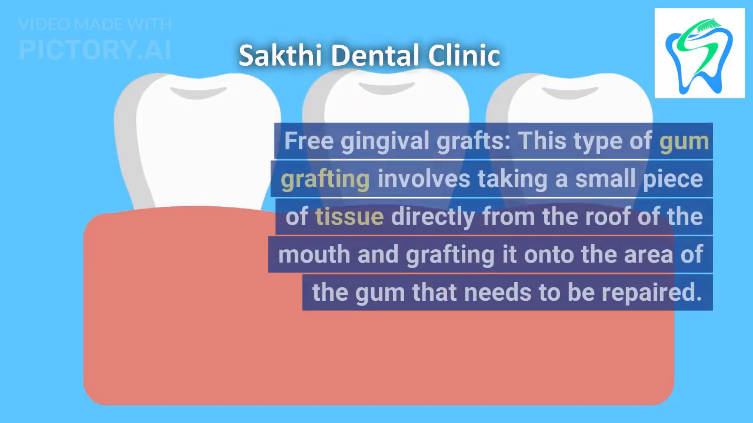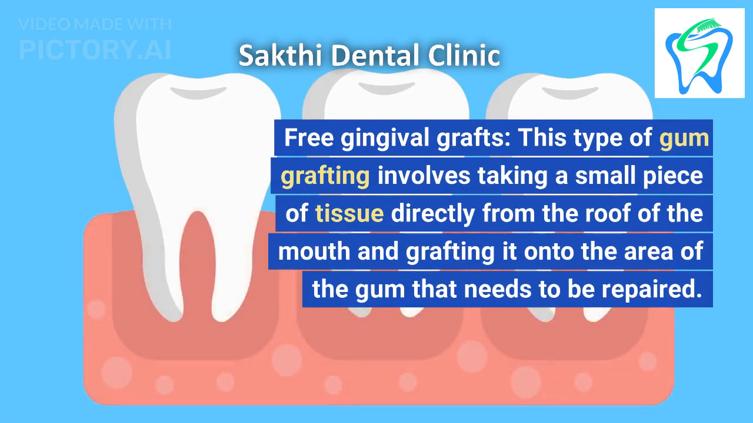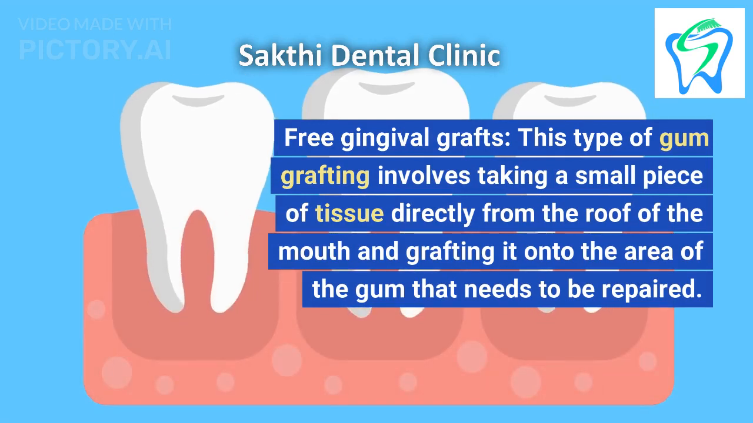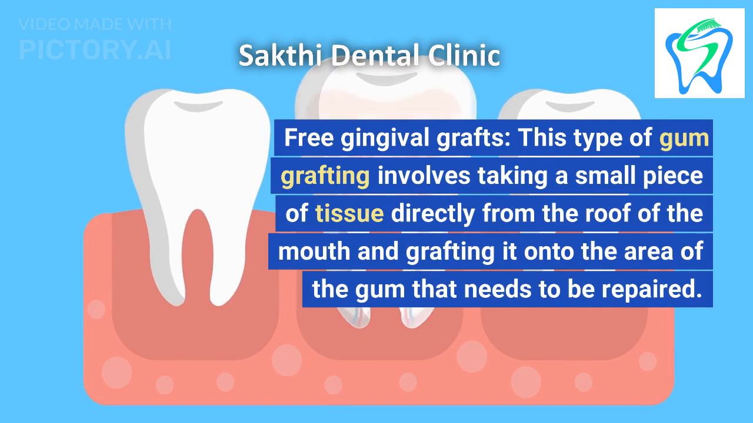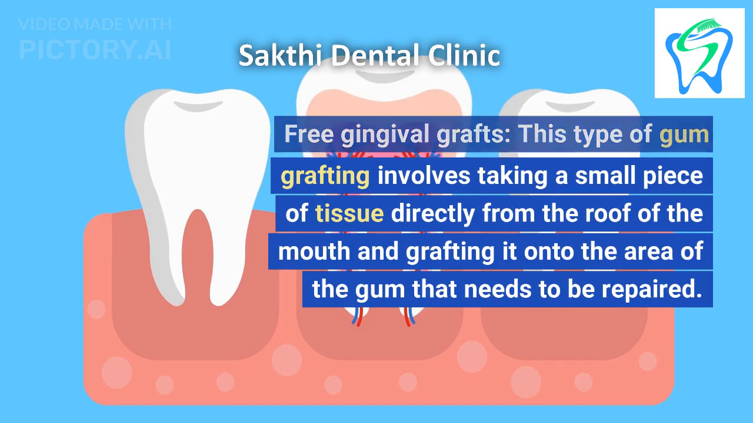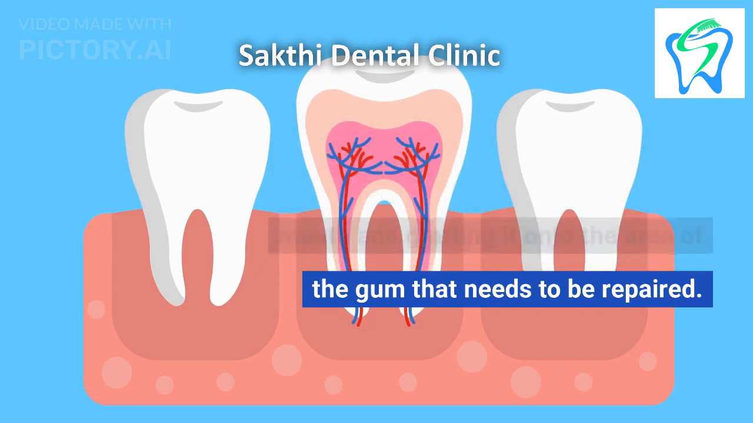2. Free gingival grafts. This type of gum grafting involves taking a small piece of tissue directly from the roof of the mouth and grafting it onto the area of the gum that needs to be repaired.